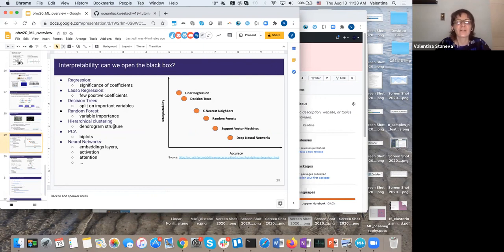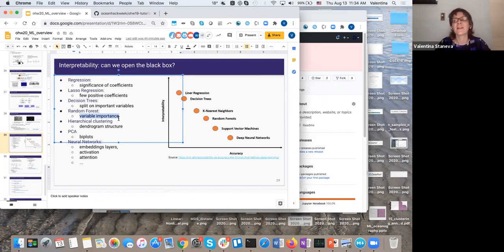Just because you have a variable called variable importance in scikit-learn, does that really mean that your variable is important? These are very tricky things, and this can be tested on new data sets. So you should test your feature importance also on new data, so that it's not just important for your training data set.